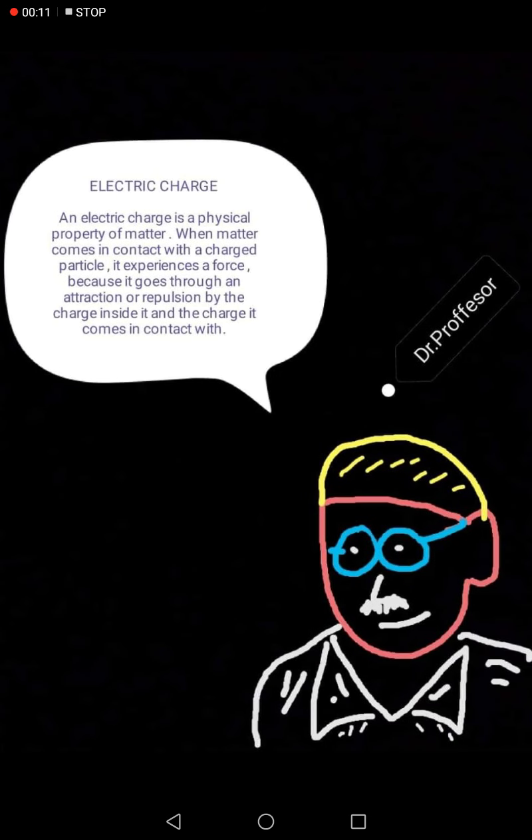First of all, let's understand what is an electric charge. An electric charge is a physical property of matter. When matter comes in contact with a charged particle, it experiences a force because it goes through an attraction or repulsion by the charge inside it and the charge it comes in contact with.